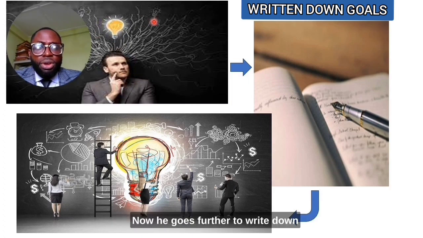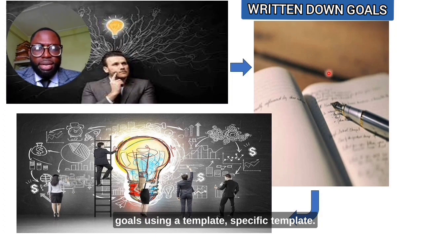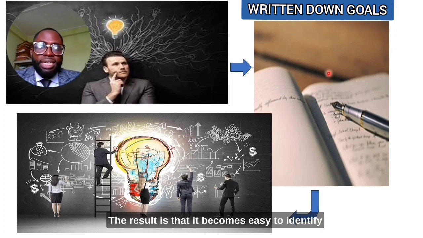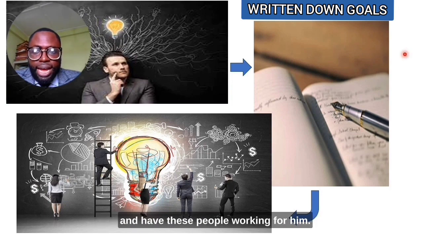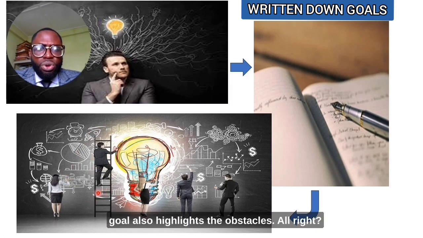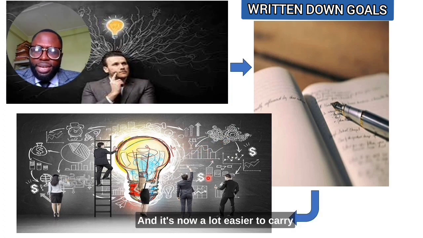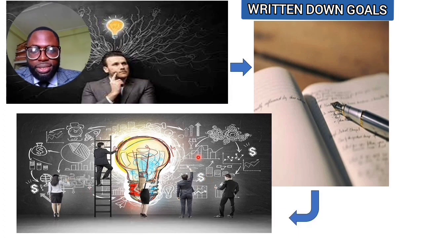Now he goes further to write down those goals, and he writes down these goals using a specific template. The result is that it becomes easy to identify the support, the extra people that he would need, and have these people working for him and with him. The written down goal also highlights the obstacles. And it's now a lot easier to carry out these goals without getting tired or discouraged.